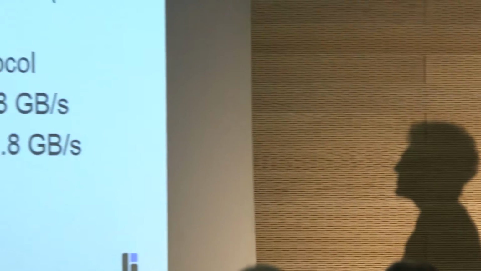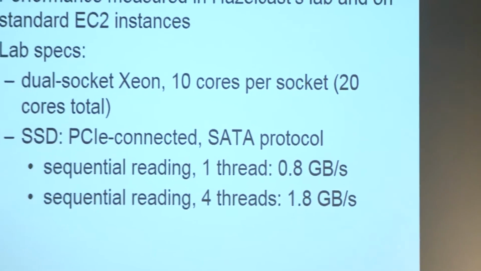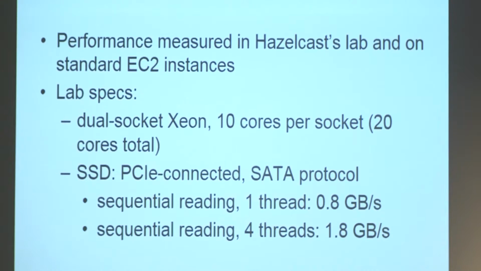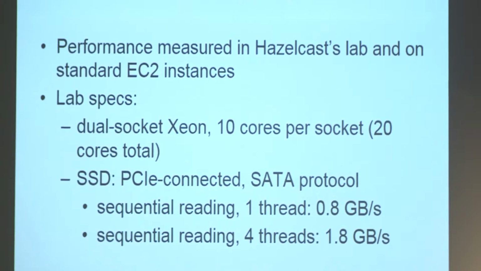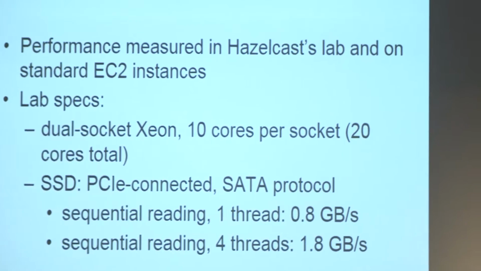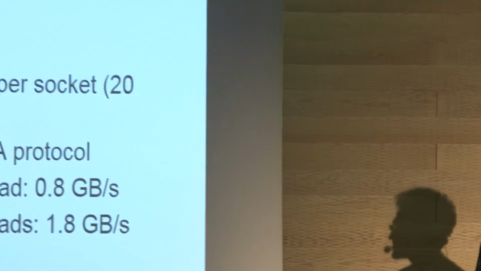Here are some benchmark results for our store. So I measured in the lab that I mentioned and also on EC2 instances, standard instances on Amazon. These are some specs. There's 10 cores per socket. There's 2 sockets, so we have 20 cores and it's 40 hyper-threaded cores. This is the stuff I mentioned, the sequential reading and 1 thread, 4 threads, and these are the results.